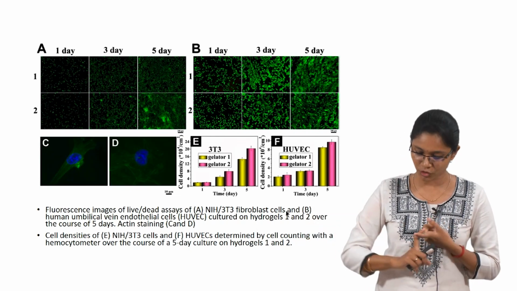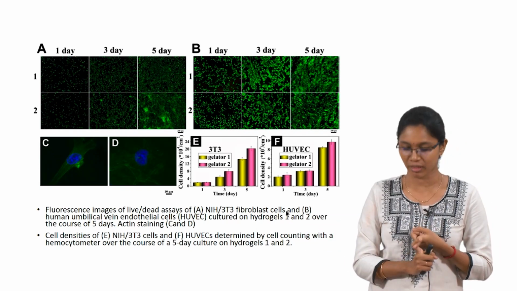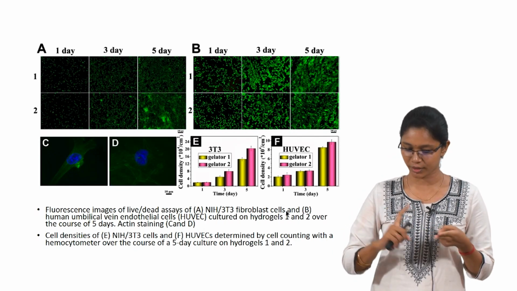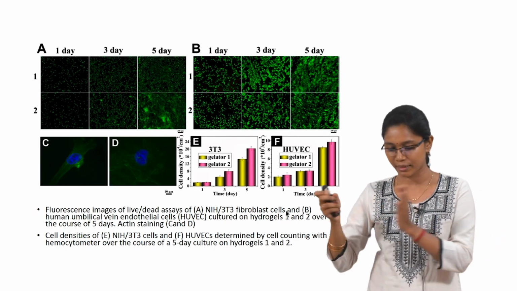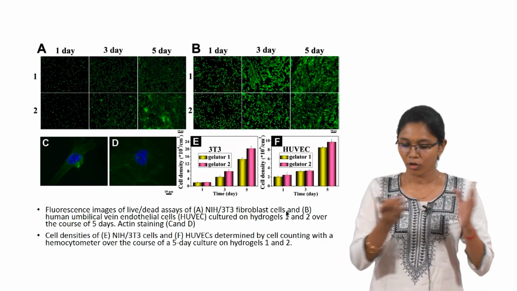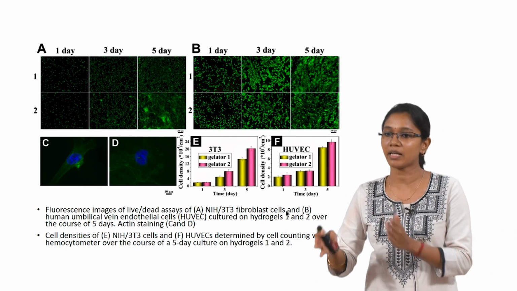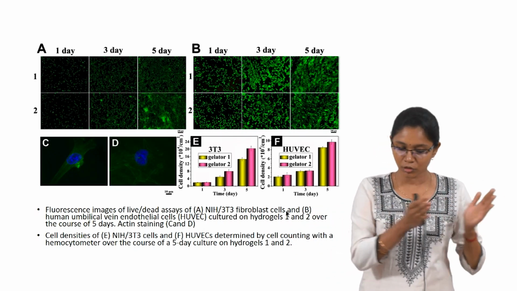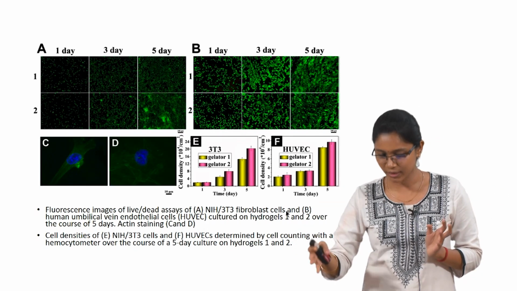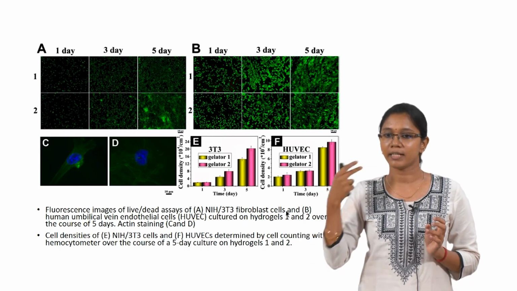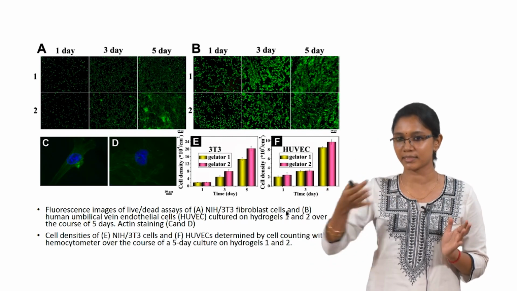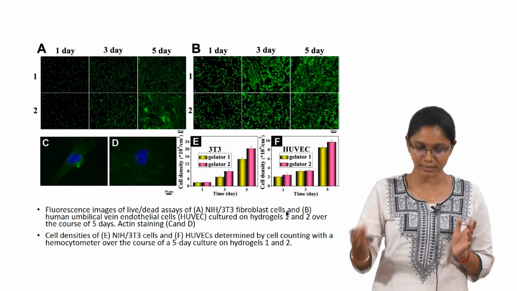culture activities. So here they have done it for NIH3T3 fibroblast cells and for the UX cells. So A and B, A is for the fibroblast cell line and B is for the endothelial cell line. Over a 5-day period, they have monitored how the cell proliferation works. So the green image that you see is when your cells are stained with fluorescein diacetate. It stains the cytoplasm, and that is the reason you have a green color image that is being seen.